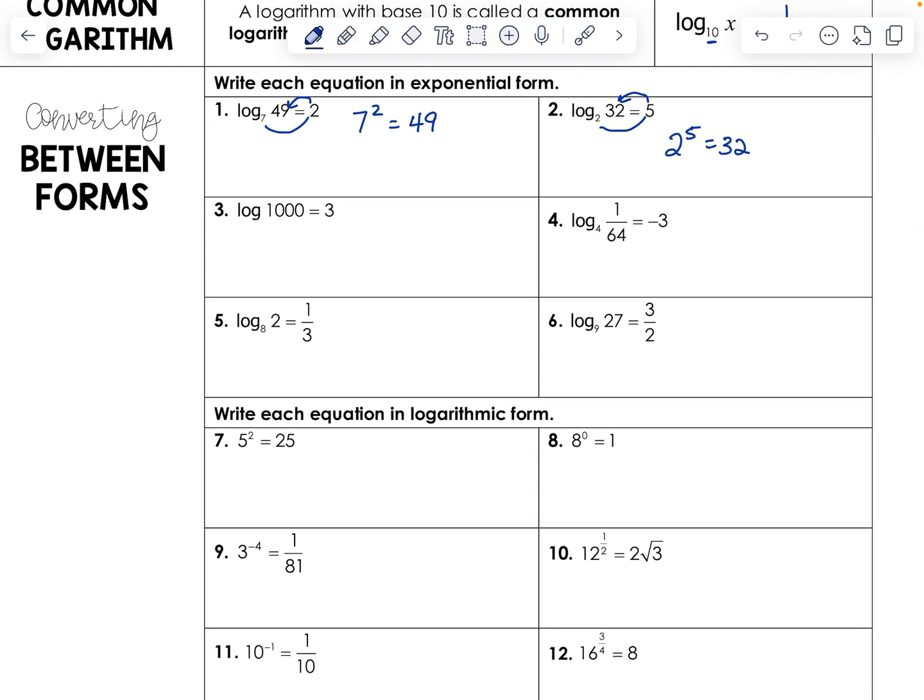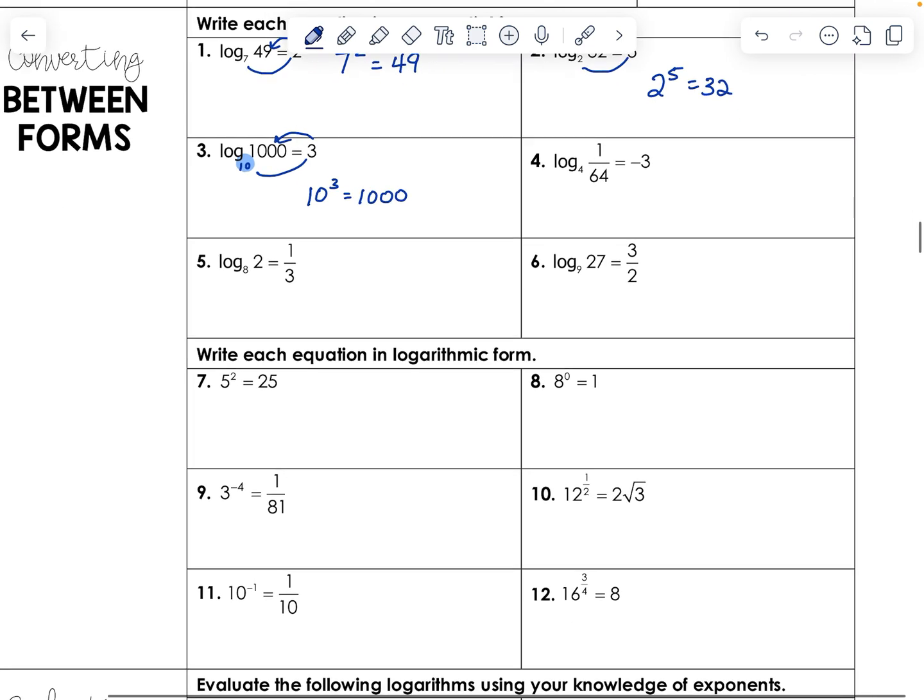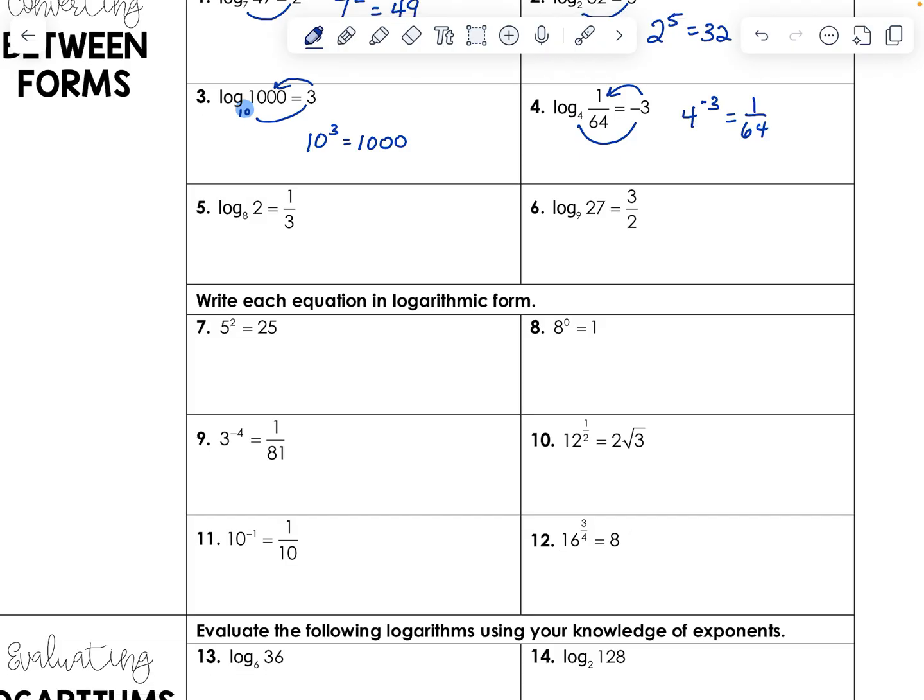For number 3, there's not a base underneath here, so this is understood to be base 10. Swirl method still. So 10 to the 3rd power equals 1,000. Swirl method again: 4 to the negative 3rd power equals 1 over 64. You can pause the video and try 5 and 6, and I'm going to write those out, and then you can unpause to check your answers.